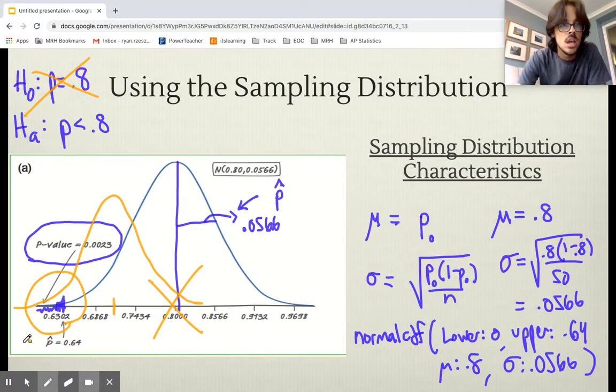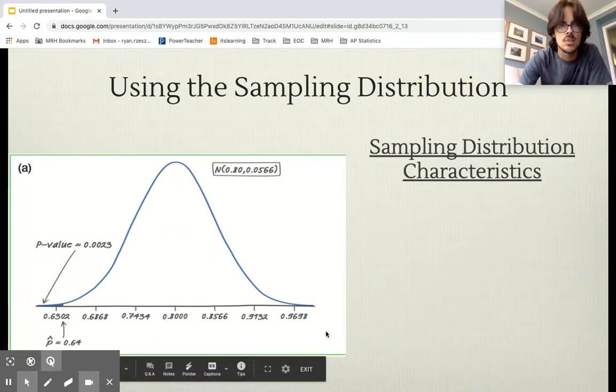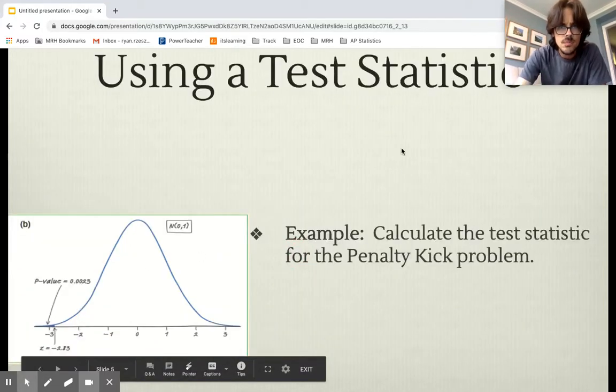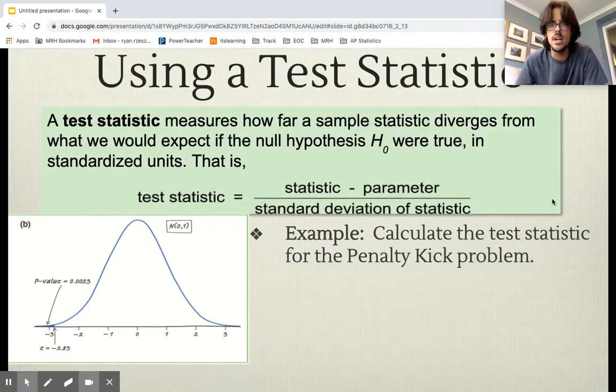So hopefully, the more we do with this, the more that starts to make sense to you guys. So when we conduct a significance test, we frequently find something called a test statistic.